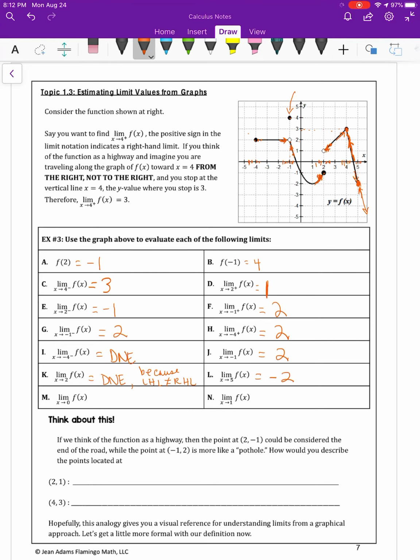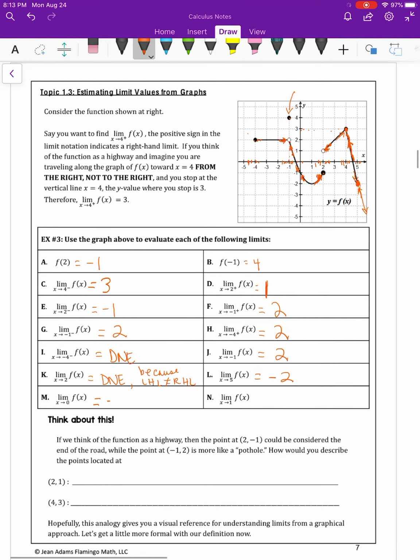The limit as x approaches 0. Again, if I'm approaching 0, I'm looking at it as I'm coming in from the left, and I also have to look at it as I'm coming in from the right. From the left, I'm approaching -1. From the right, I'm approaching -1. Therefore, this one is -1.